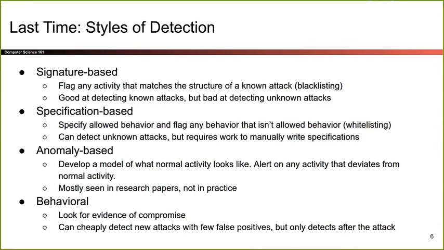Then we have anomaly-based. So this says, I don't want to have to write those specifications. So can I be smart and fancy and use machine learning or some model to determine what is and isn't allowed? So anomaly-based says you use some sort of fancy algorithm or machine learning to figure out what is normal activity. What does a normal request look like? And then using this model, you alert on anything that deviates from normal activity. So this is really high tech and fancy and uses all these machine learning buzzword modern things.